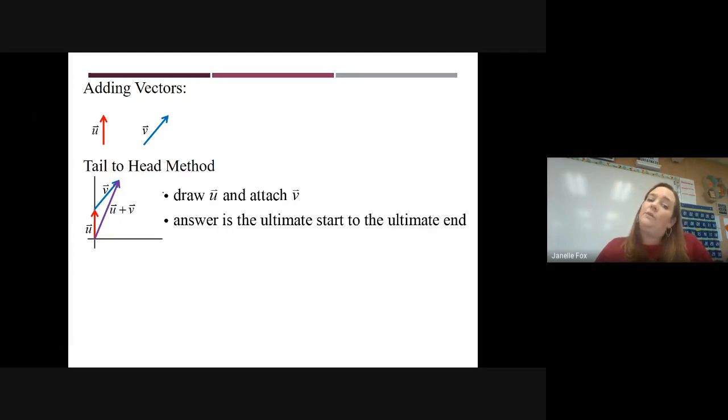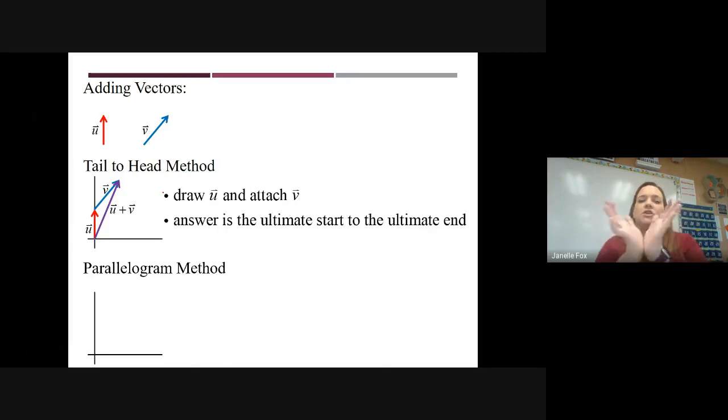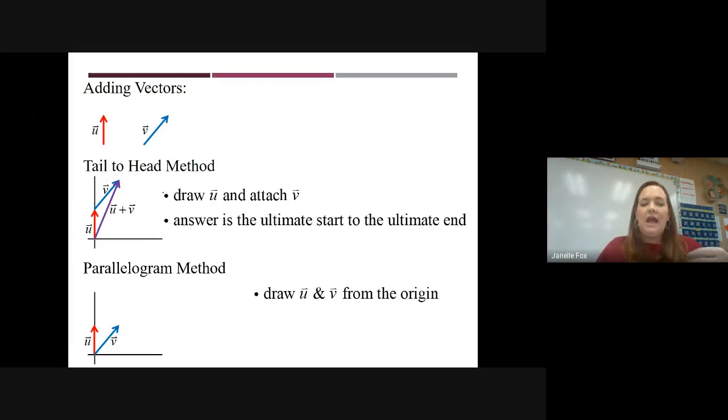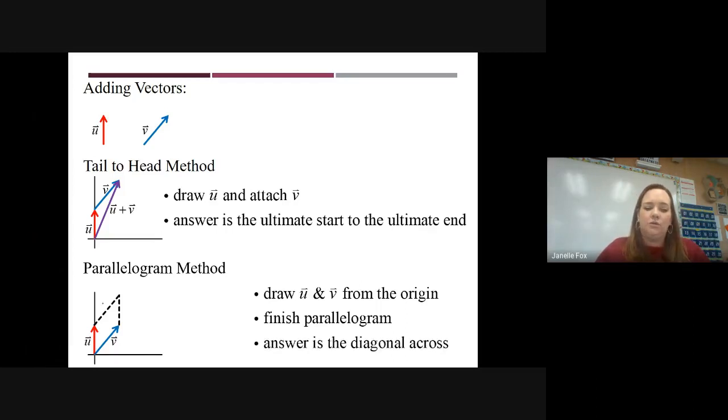Now, when you do the next method, the parallelogram method, it's going to be the same answer. You're just getting it a different way. The parallelogram method is you put both vectors with their tails together, basically from the origin. Here's vector u, and here's vector v. You complete a parallelogram with those 2 being 2 of the sides. I made dotted lines to finish the parallelogram, and then the answer goes along the diagonal. The diagonal starts from their two tails and goes across the parallelogram. It looks like this.